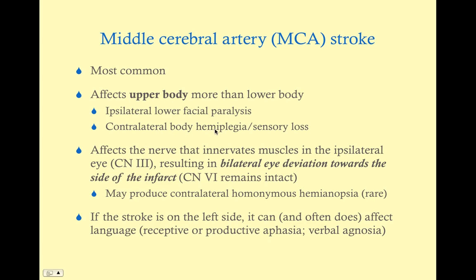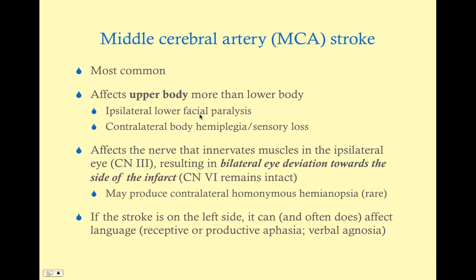Now, your body paralysis or sensory loss is going to be contralateral, and that's because this lesion is before the motor decussation. So you've got your lesion in the cerebral cortex, and the nerves go down and then they decussate. And so the left part of the homunculus takes care of the right side of the body, and the right cortex takes care of the left body. So you're going to have ipsilateral lower facial paralysis and contralateral body hemiplegia and sensory loss.